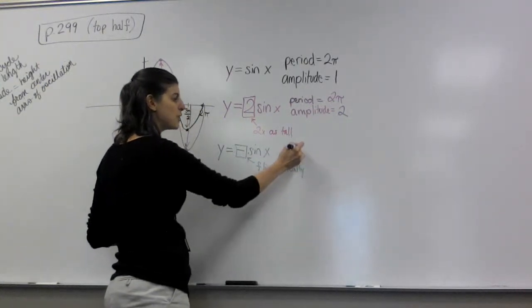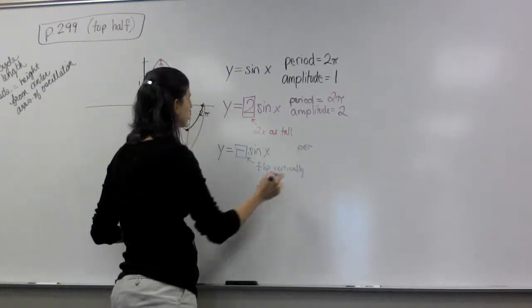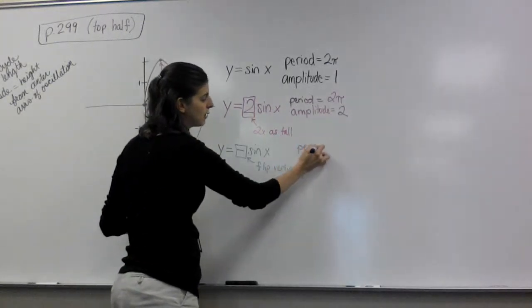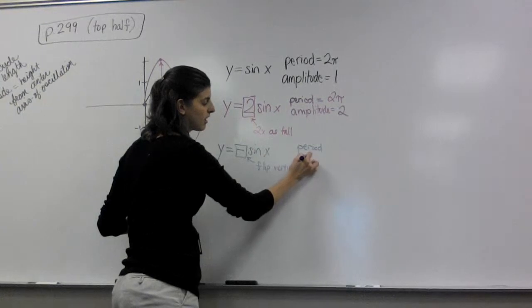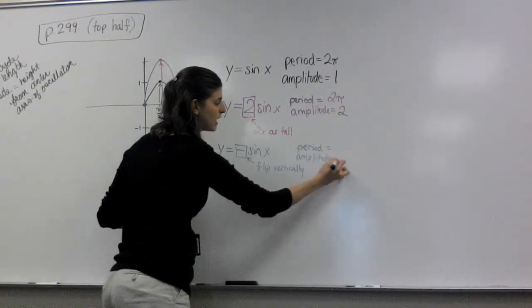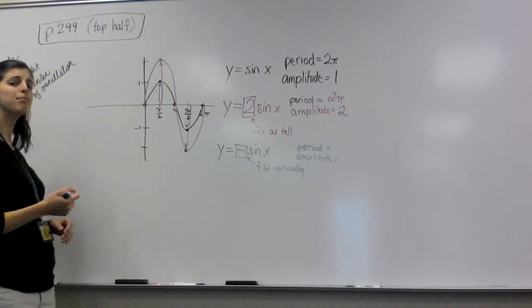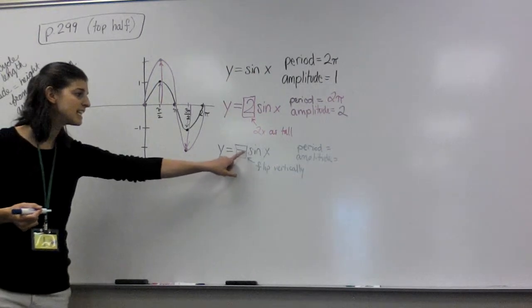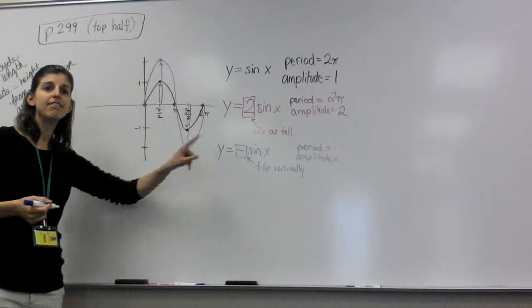Now let's write down the period and the amplitude. Actually, let's wait a minute. Let's do the graph first. So the period and the amplitude we'll do in a second. Let's flip the graph. So opposite of my original graph, heights.